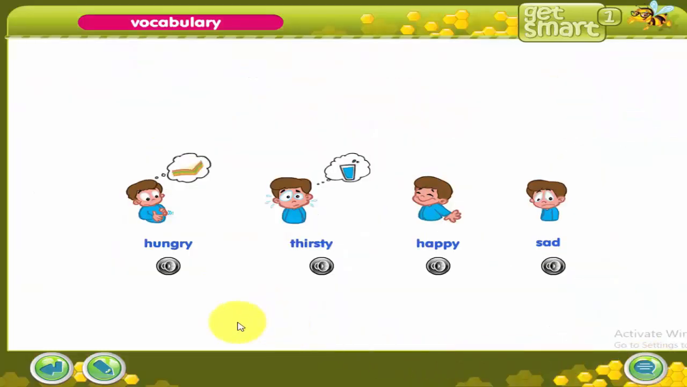We have some adjectives that we use in our daily life. Let's listen and repeat. Hungry. Can you see his hands? Where did he put his hands? What's he thinking about? Hungry means جعان. Hungry.